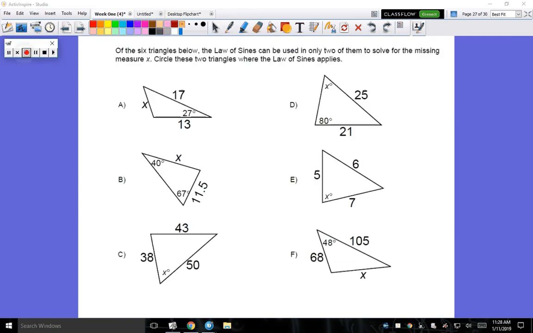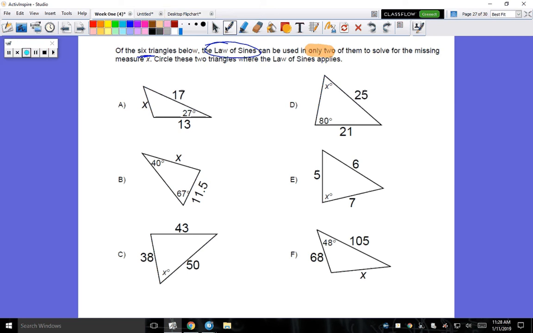Go for it. So the recording has now started again. I don't necessarily want you to solve these out. Let's just set them up. Of the 6 triangles, law of sines can only be used on 2 of them to find the missing x. There's only 2 that will allow law of sines, okay?